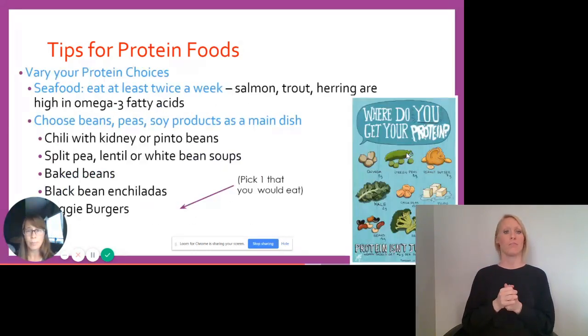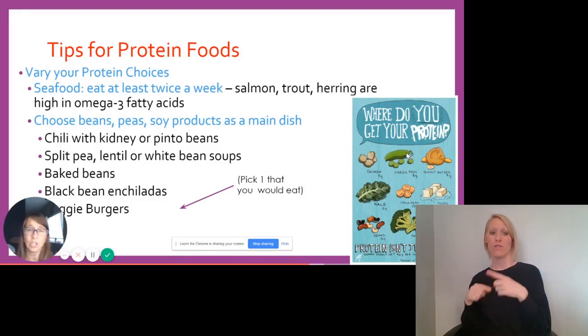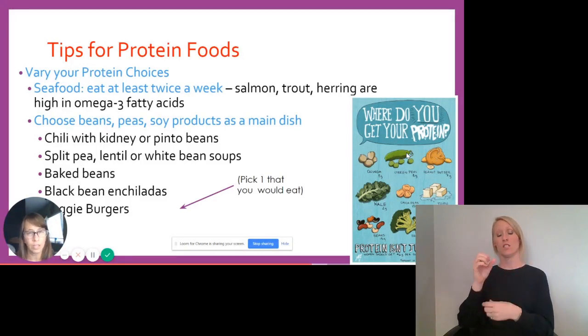Okay. Tips for protein foods. Not only do you want them to be lean, you want them to have a variety of different options when you're eating proteins. So seafood is recommended that we eat it at least twice a week. And when I say seafood, it could also be local fish. So like trout is really common here.